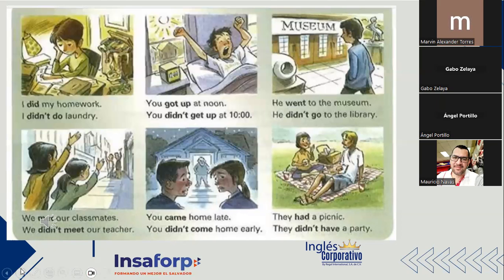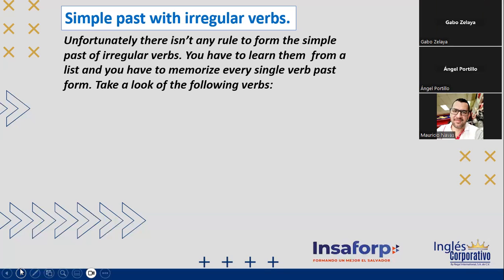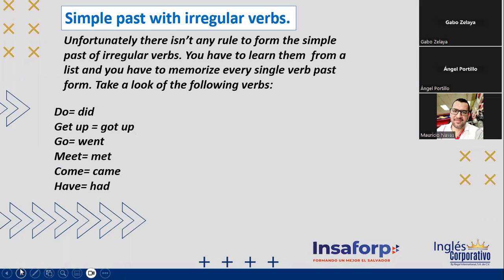Thank you so much. Then let's continue with the next information here. Unfortunately, there isn't any rule to form the simple past of irregular verbs. You have to learn them from a list and you have to memorize every single verb past form. As I said before, the only way to learn them is to memorize a list. La única manera de aprendernos el pasado simple de los verbos irregulares es aprendiéndonos de una lista, ¿verdad? Lista que les voy a compartir más adelante en el grupo de WhatsApp. Después de la clase les comparto la lista de verbos irregulares para que empecemos a estudiar.